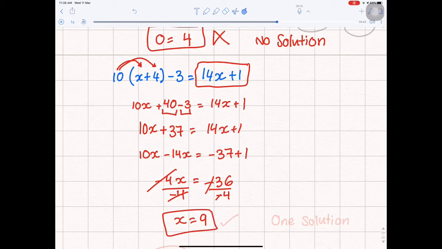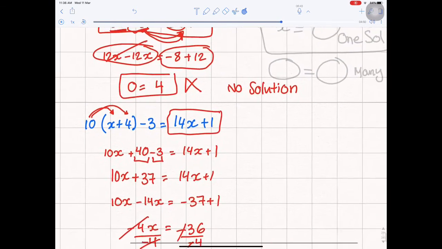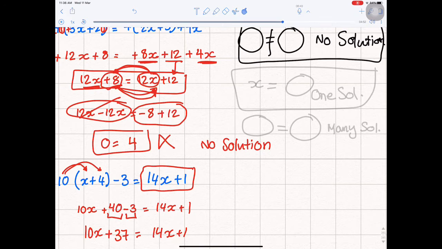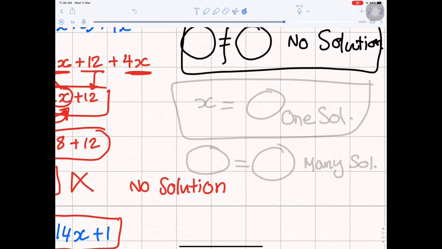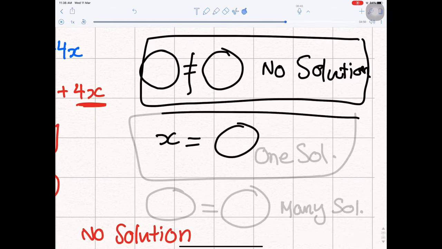Now I have one value of x. Because x equals 9, I have one solution. So if you reach that x equals something, you know this is the one solution of x.